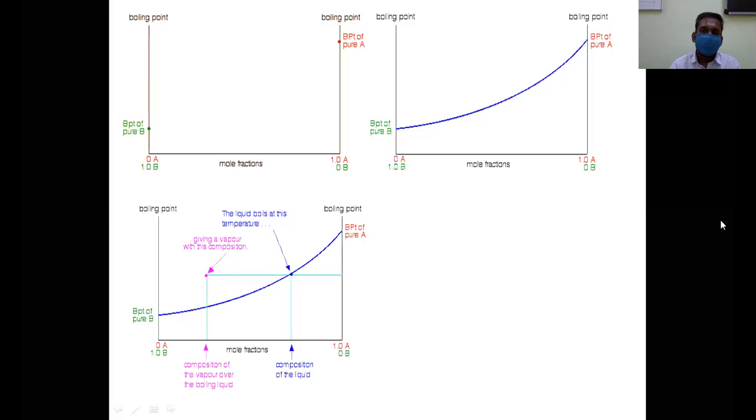Now, for that composition of liquid, when it is boiling, please remember, when it is boiling, what is the composition of the vapor? This is the question. So now we are adding an extra dimension here. What is that extra dimension? We are not just looking into the composition of the liquid. We are also looking into the composition of the vapor.